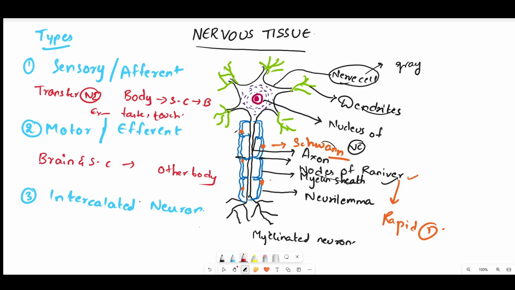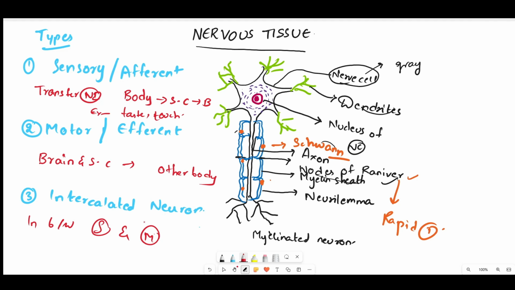What is the intercalated neuron? It is present in between the sensory and motor neurons. So they form a link in the nerve pathway. So that is all about these different types.